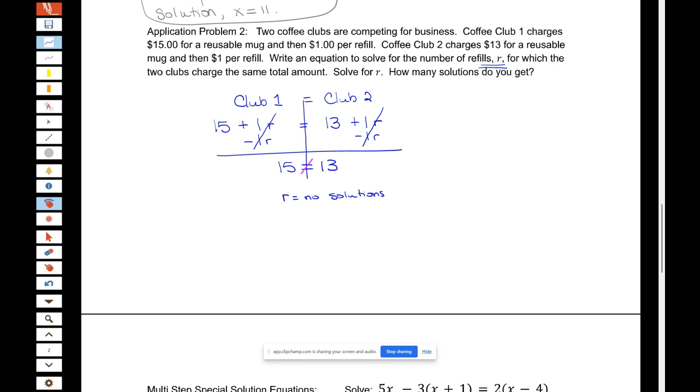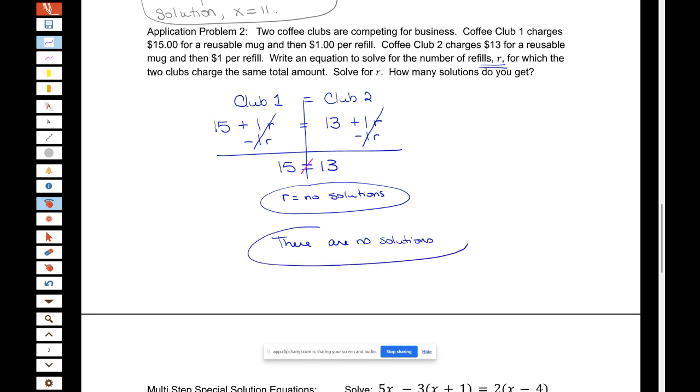How many solutions do you get? None. There are no solutions. So the 2 coffee clubs will never, ever charge the same amount. Coffee Club 1 is always going to be more expensive with that 15 for the mug.